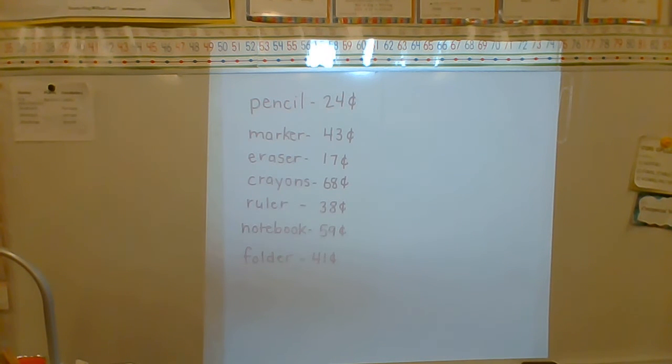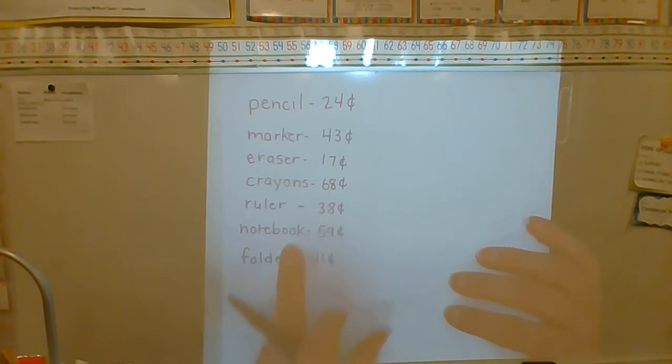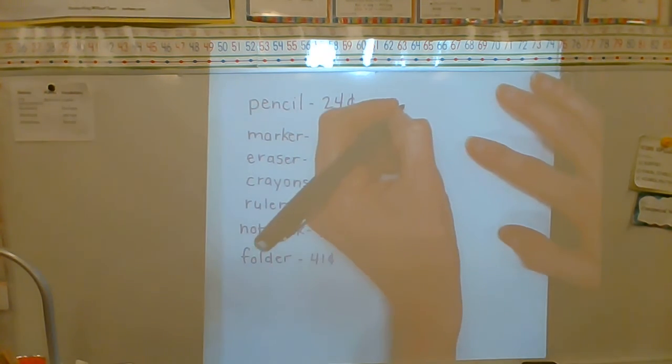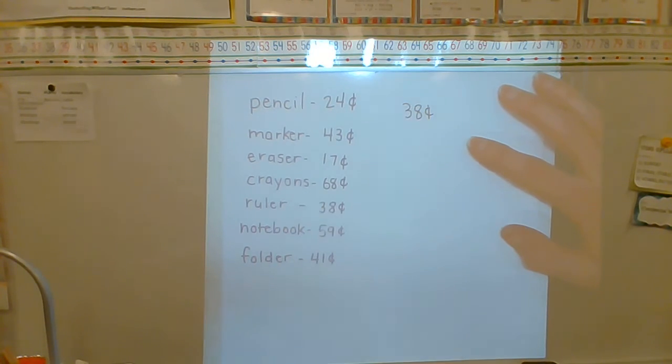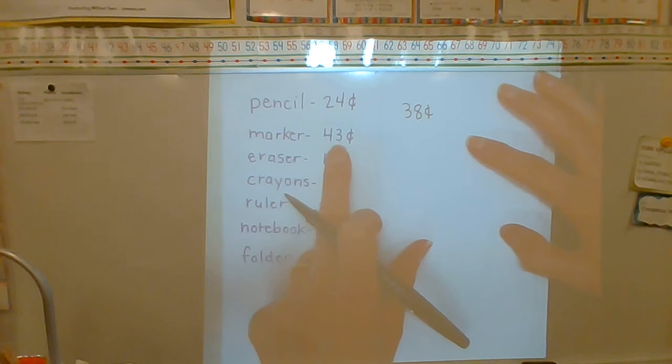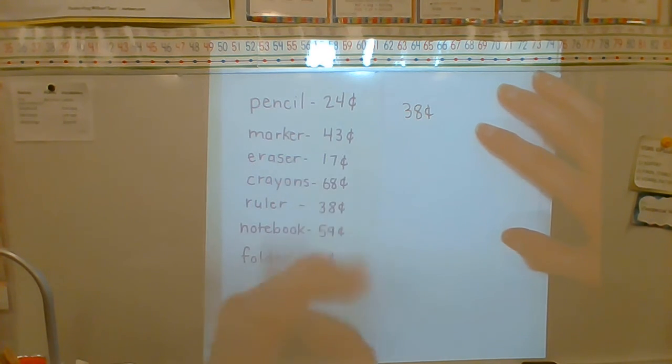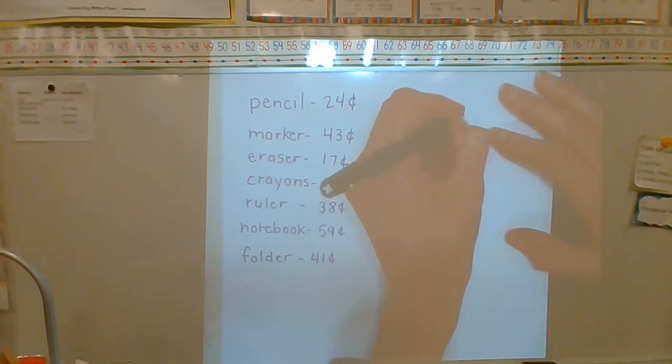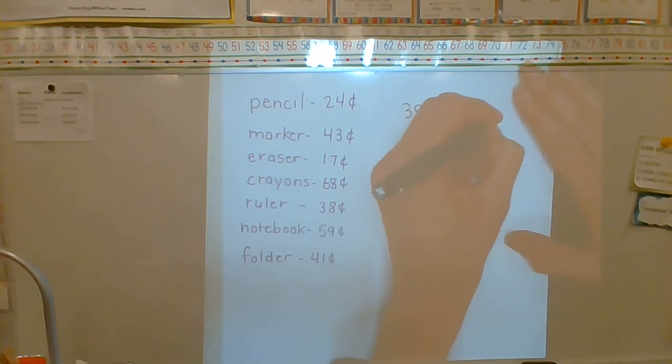I'm going to show you a way that many people estimate the cost of things that cost less than $1. So if I wanted to buy the ruler, how much does it cost? 38 cents. That's right, 38 cents. Let's also buy the ruler and the marker. It was the marker I was looking for, and it's 43 cents. So I would say 38 cents plus 43 cents.